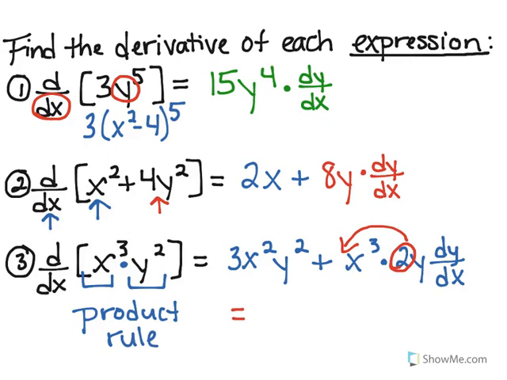So my final answer for this problem is going to be 3x squared y squared plus 2x cubed y dy/dx. I tend to leave my dy/dx's at the end. So that's the derivative of an expression.